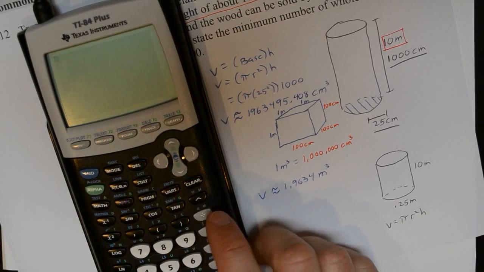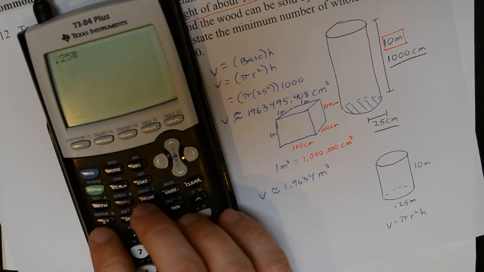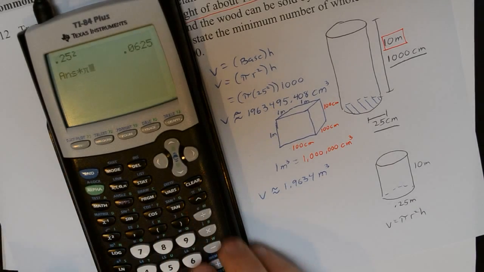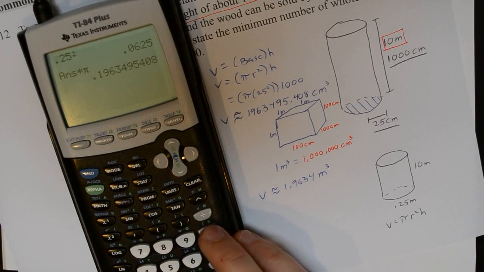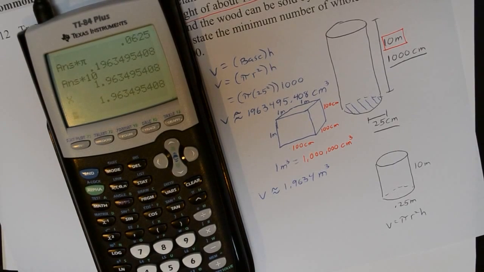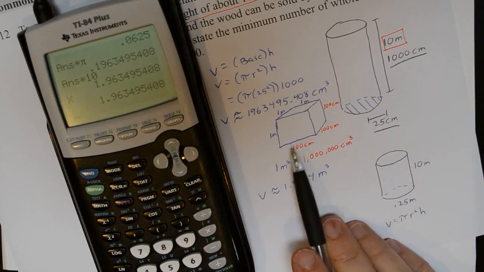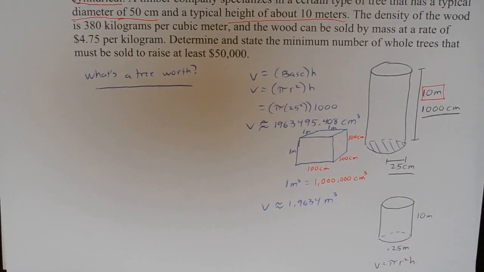So pi, let's do the r squared first, so 0.25 squared times pi, times h, which is 10 in this case, times 10, and oh, look at that, 1.9634, the very same thing I already have in my calculator for x. So that might have been a little bit simpler in hindsight, but I like that we had this opportunity to talk about how a cubic meter compares to a cubic centimeter. Either way, we're ready to keep moving on with the problem here.